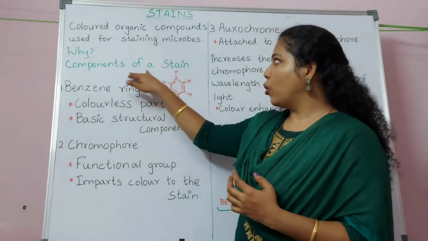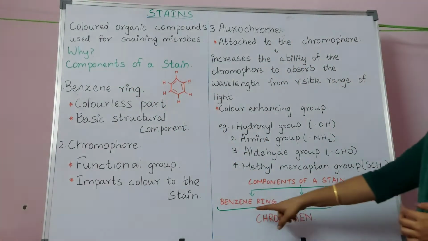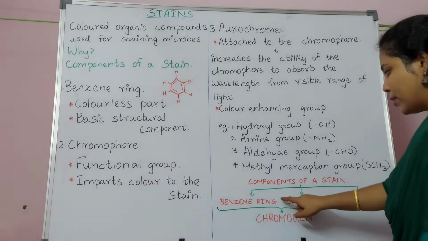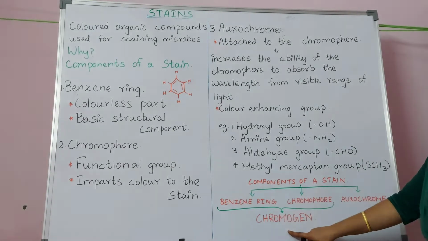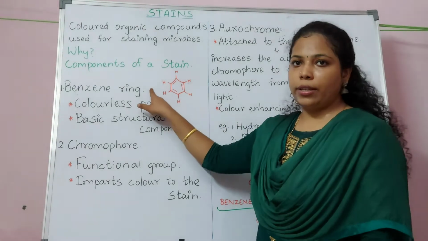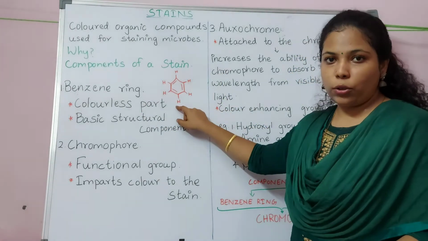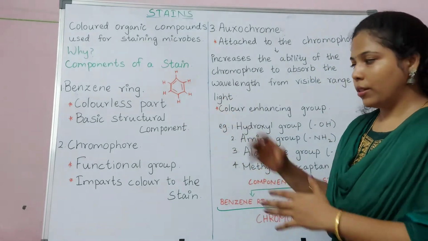And the third is about components of a stain. There are three important components of a stain: benzene ring, chromophore and auxochrome. Together this benzene ring and chromophore are called as chromogen. So the first component is benzene ring. This is the structure of benzene ring. It is the colorless part of a dye and it is the basic structural component of a stain.